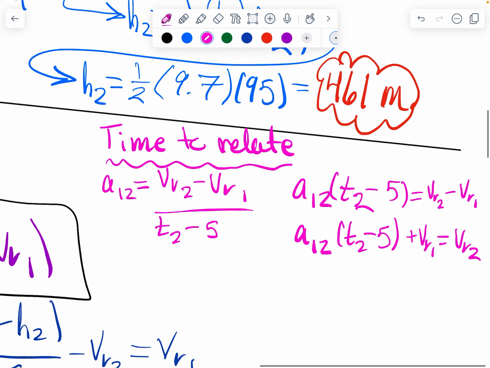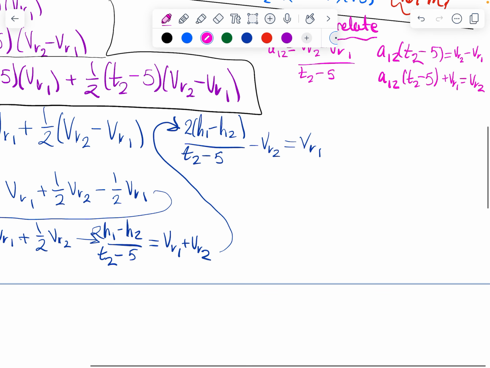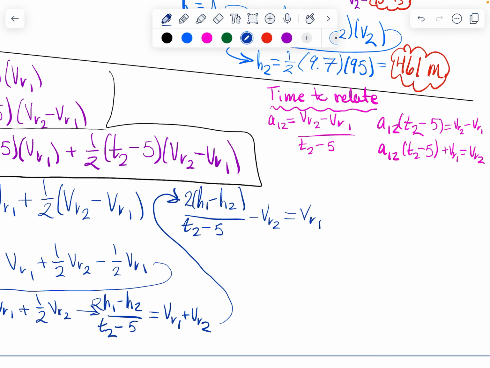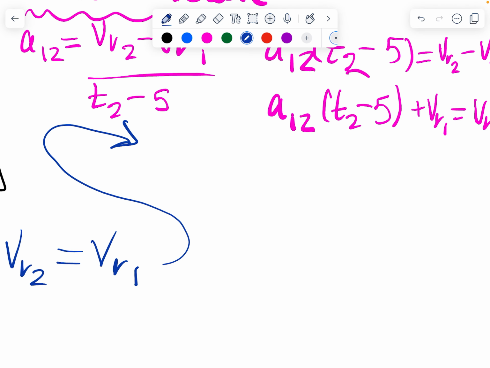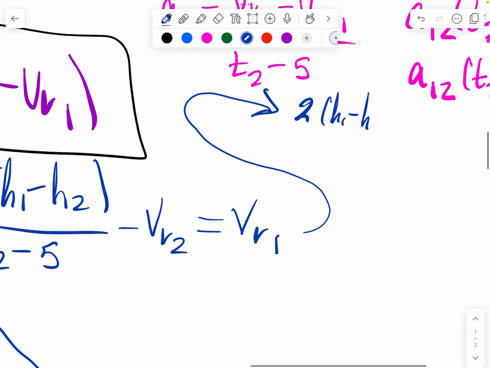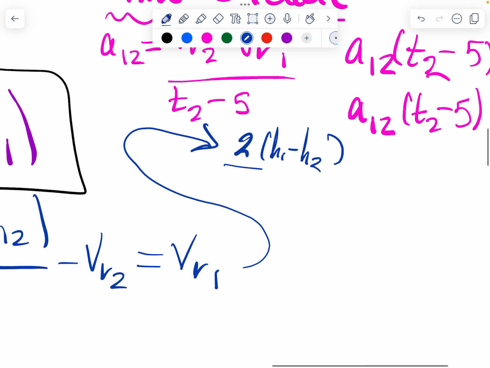So we're just going to plug that guy in. That makes our lives a lot easier, right? Let's do that. So we go over here and plug them in. So that's going to be 2 times (H1 minus H2) over (T2 minus 5), right?